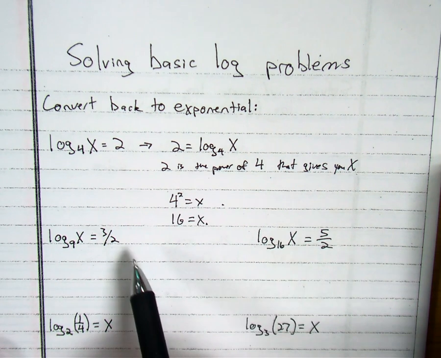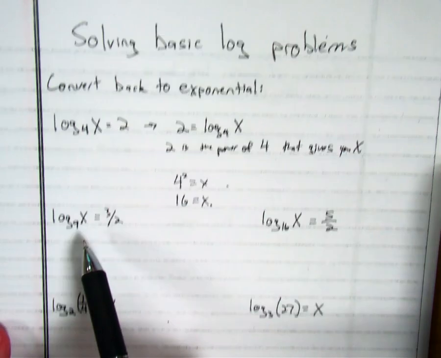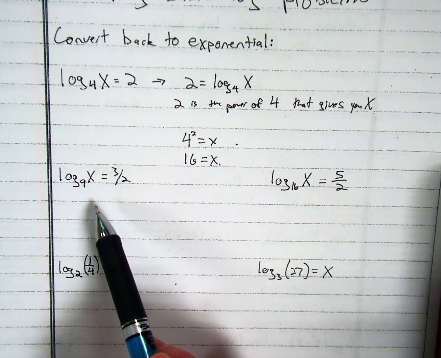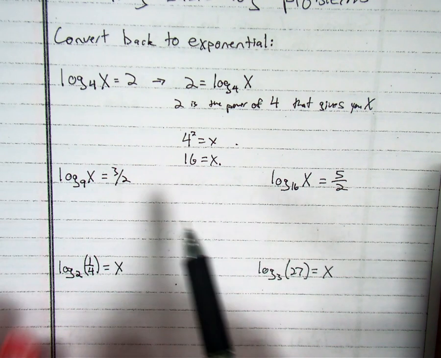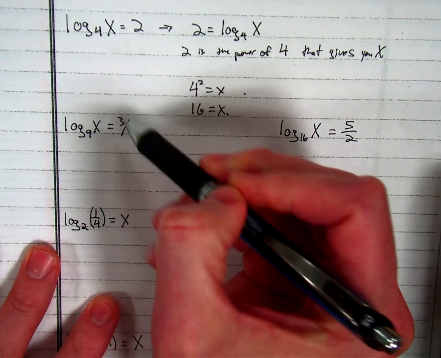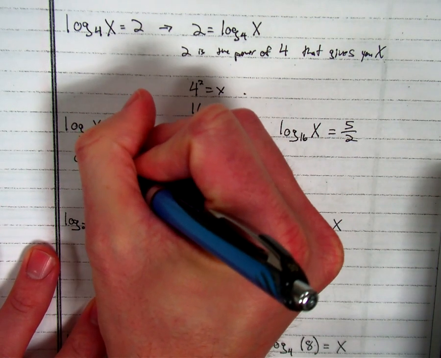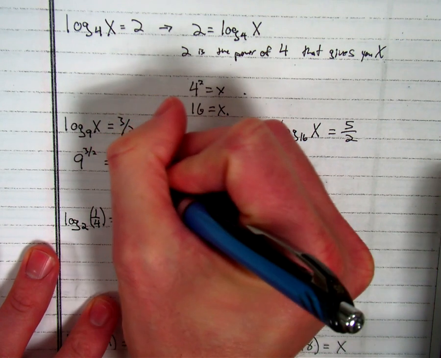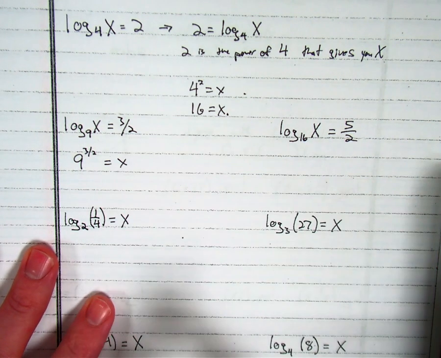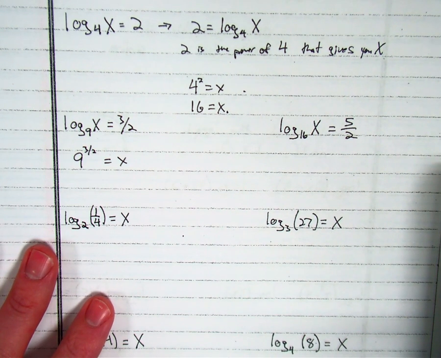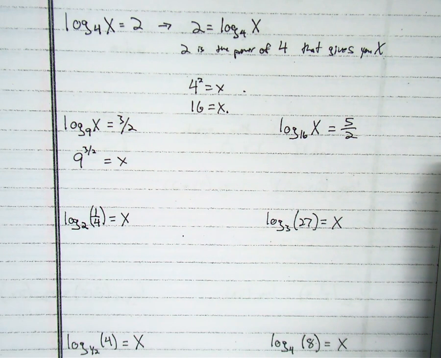Let's do log base 9 of x equals 3 halves. So 3 halves is the exponent on top of base 9 that equals x. Okay, we could just type that into the calculator. 9 to the 3 halves power, or 9 to the 1.5 power.